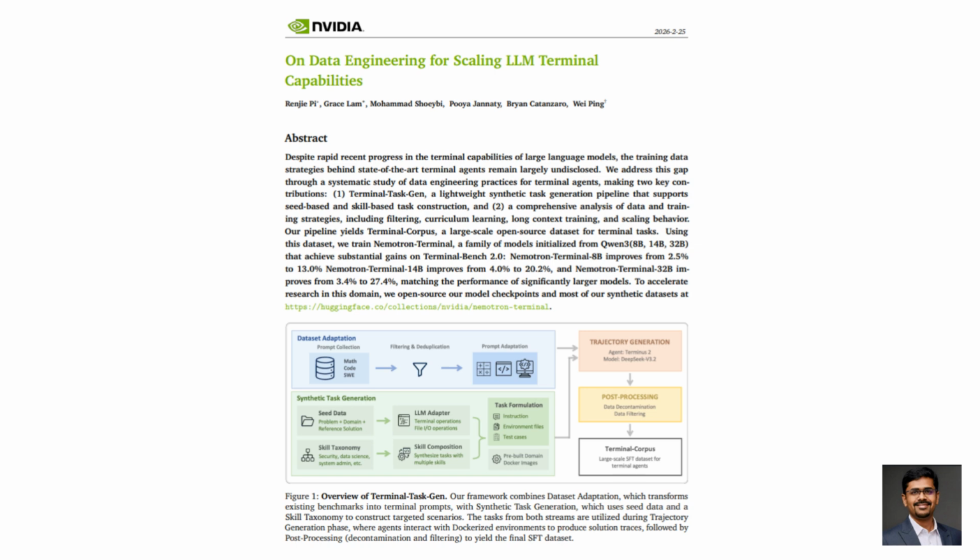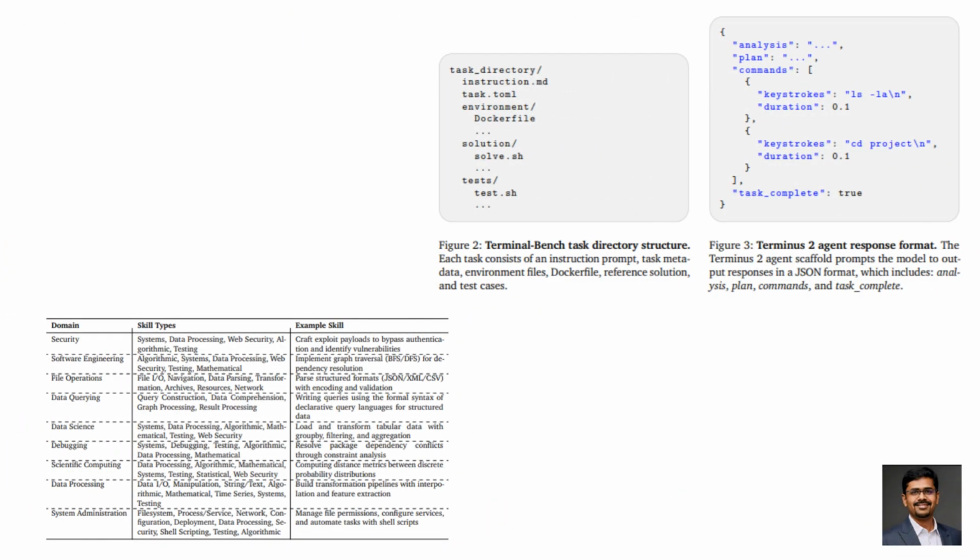Here's the problem. Large language models are getting better at coding, but terminal interaction is a different beast. Benchmarks like Terminal Bench require full workflows, compiling code, debugging environments, configuring systems, and yet the real training data behind top terminal agents is mostly undisclosed. So the authors ask a bold question. What if scaling terminal capability is really a data engineering problem? Their answer is a two-stage pipeline called Terminal Task Gen.